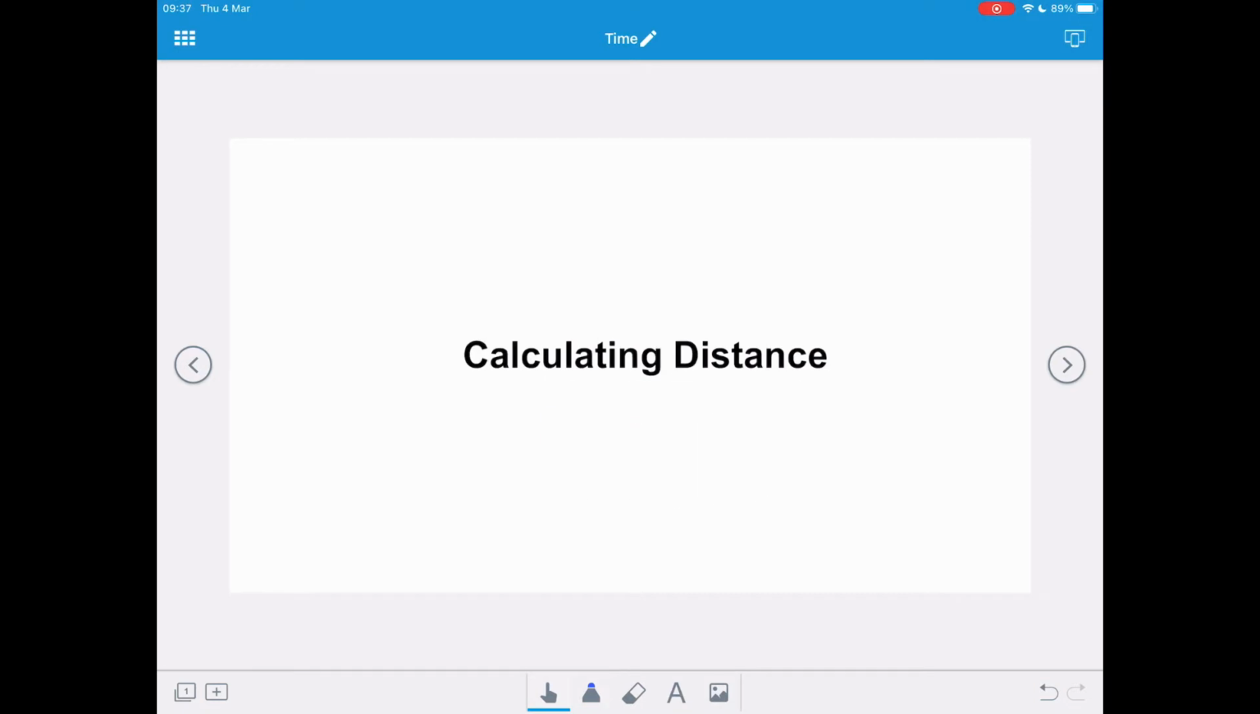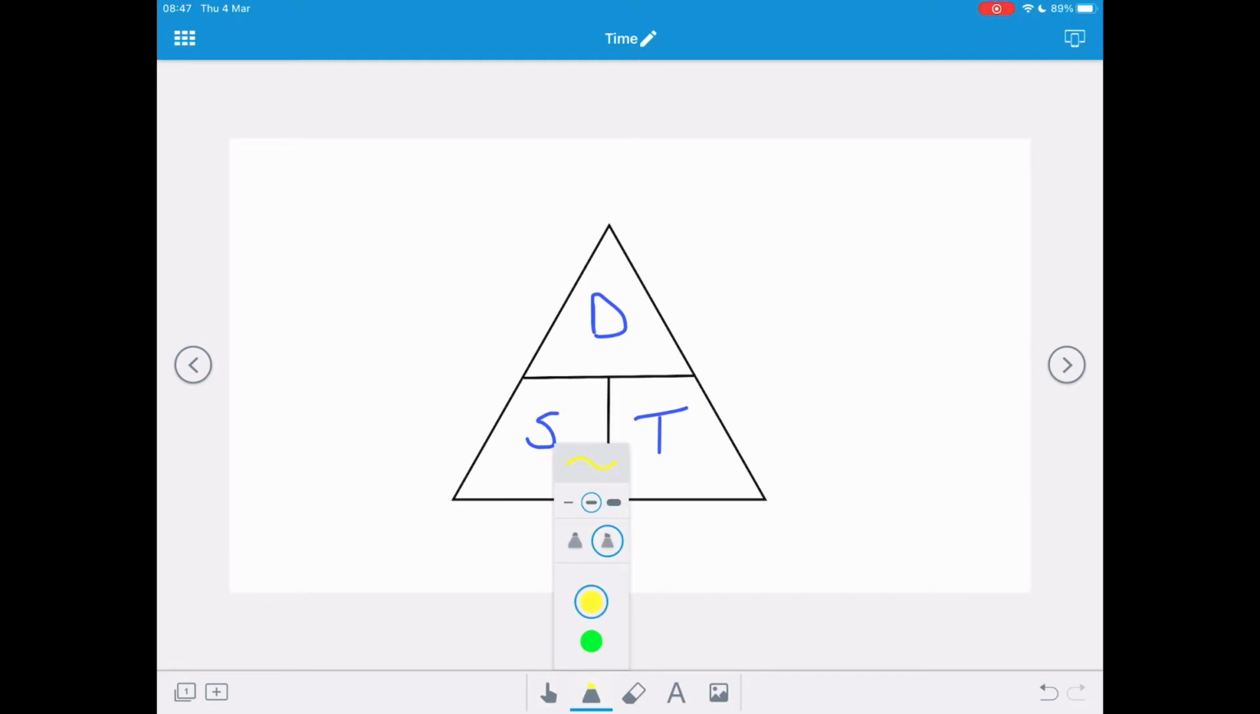Now if we're calculating distance, which is the first thing that we want to be able to do, we're going to highlight, or if you've got a triangle of your own, you can put your thumb over the variable that you want to find. Because we want distance, speed and time are both at the bottom of our triangle, so it means that we are multiplying them together. So we can rewrite the formula as distance, d, equals speed, s, multiplied by time, t.